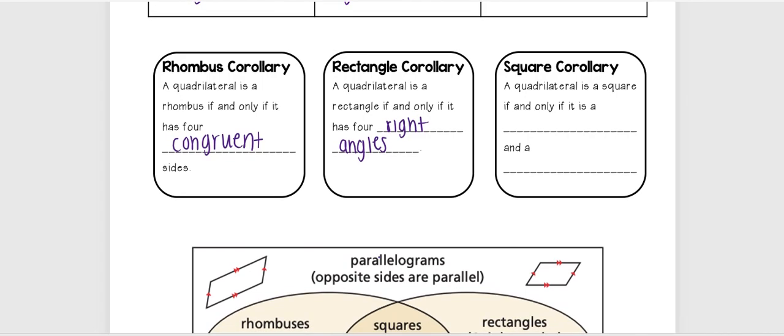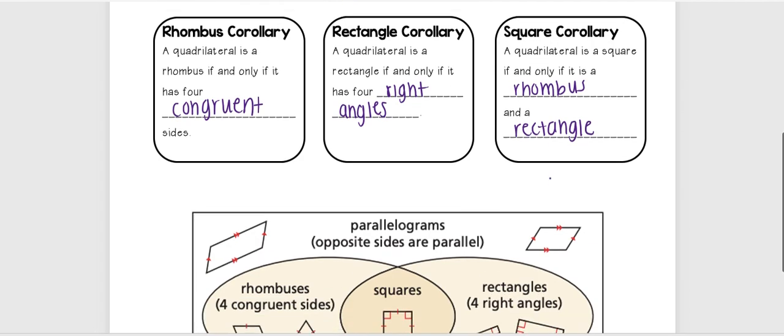And then for the square corollary, that one says a quadrilateral is a square if and only if it is a rhombus and a rectangle, sorry. So a square is kind of special in that way. It has to have the properties of a rhombus and it has to have the properties of a rectangle. So if I see a quadrilateral that has 4 equal sides and it has 4 right angles, I can then conclude that is a square.